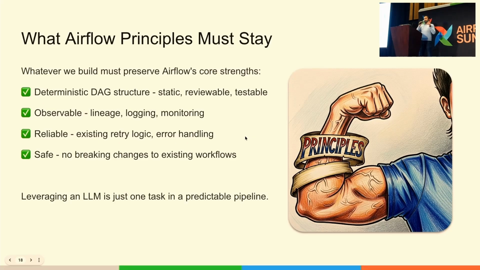So that's why the LLM operators currently are confined to a task. Leveraging an LLM is just one task in a predictable pipeline. We are not saying, yeah, LLM, generate different tasks, change the structure midway. No. The LLM just has some guardrails here. We are absolutely not building AI that changes the structure, at least now. Who knows? I will never say never. Things are changing so rapidly.